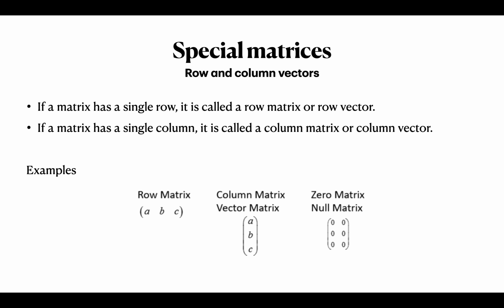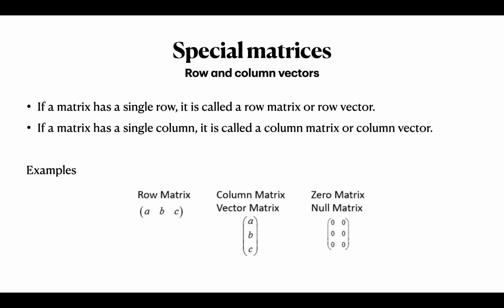Now, there are some special matrices that you need to get very happy with. The first ones are what are called row and column vectors. If a matrix has a single row, it's called a row matrix or a row vector. This word vector is very important. I will use this word vector pretty much to deal with matrices which have a single row, or usually actually a single column.